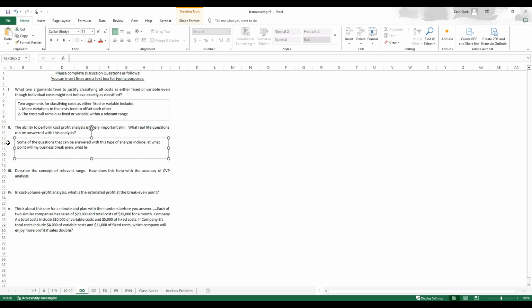What level of sales in dollars and units would be needed to earn a target net income? Think of what else. Another thing to think about is what sales price is needed to make a certain profit.